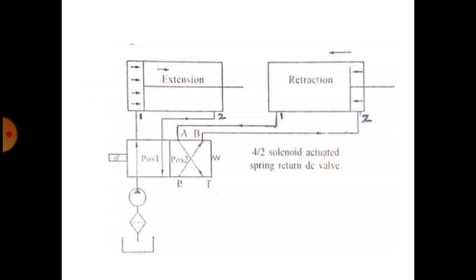This is the explanation of extension and retraction. With the two positions of the valve, we have shown the extension and the retraction. In one position of the valve, the cylinder is extending, and in another position of the valve, the cylinder is retracting. With symbols, we have shown the reservoir, filter, pump, direction control valve, solenoid operated direction control valve, that is a 4x2 solenoid actuated valve, and the same actuator extending and retracting with two positions of the valve.